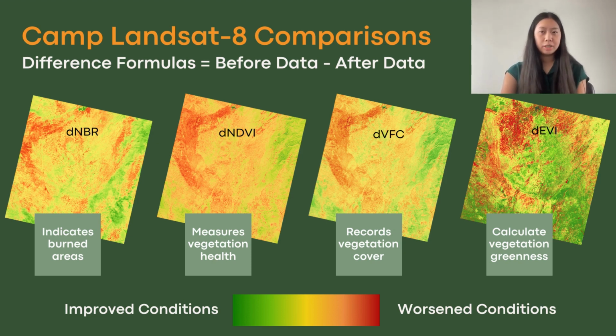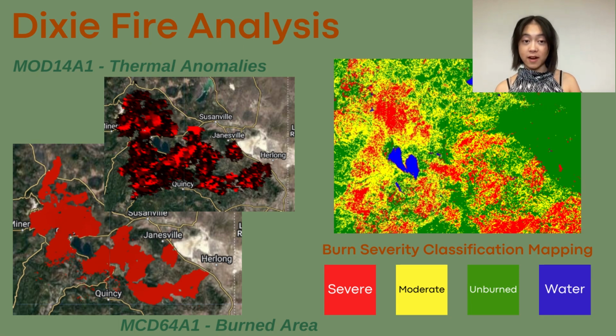The DNBR image indicates the burn areas of the fire, the DNDVI measures the vegetation health, the DVFC records vegetation cover, and the last image, DEVI, calculates vegetation greenness. Overall, the differences in the before and after image data are clearly identifiable in QGIS visualizations. Next, we'll be going over our Dixie Fire analysis.